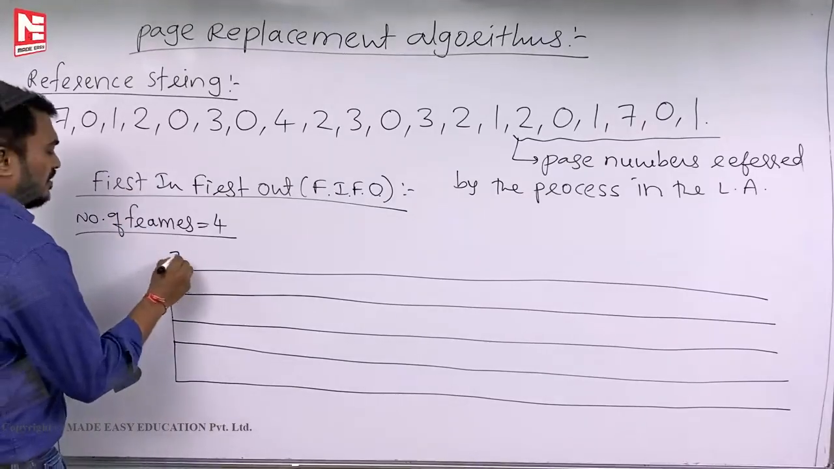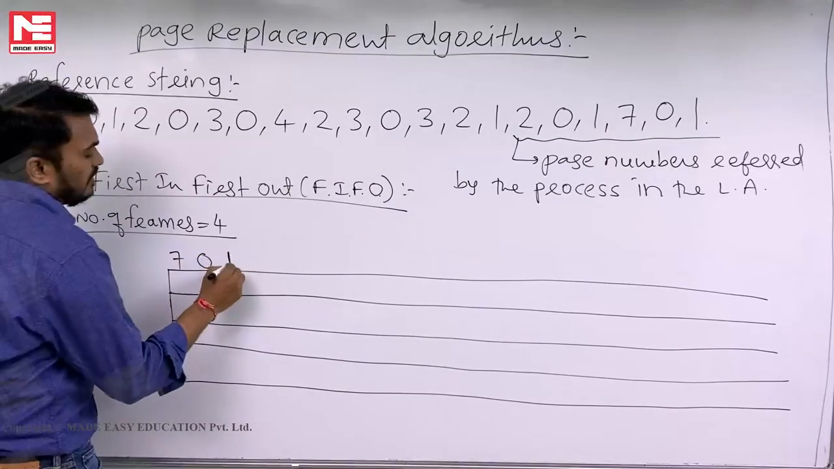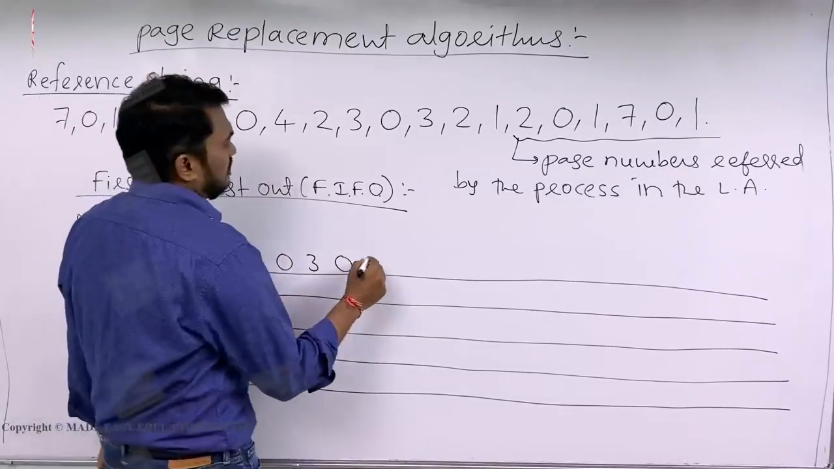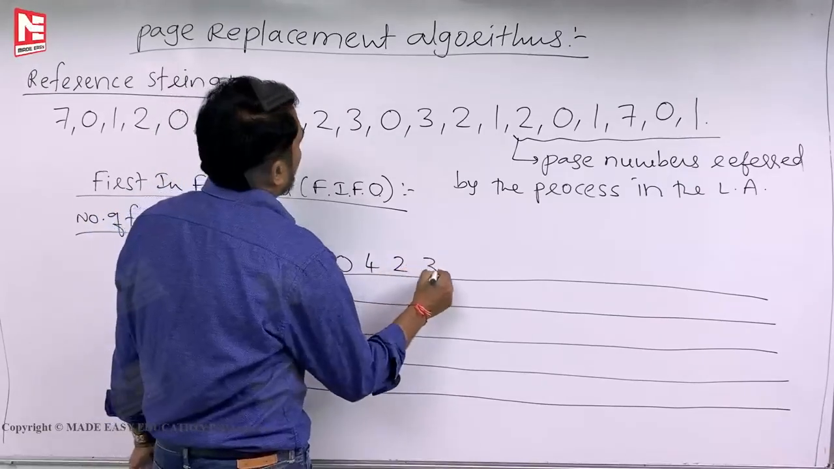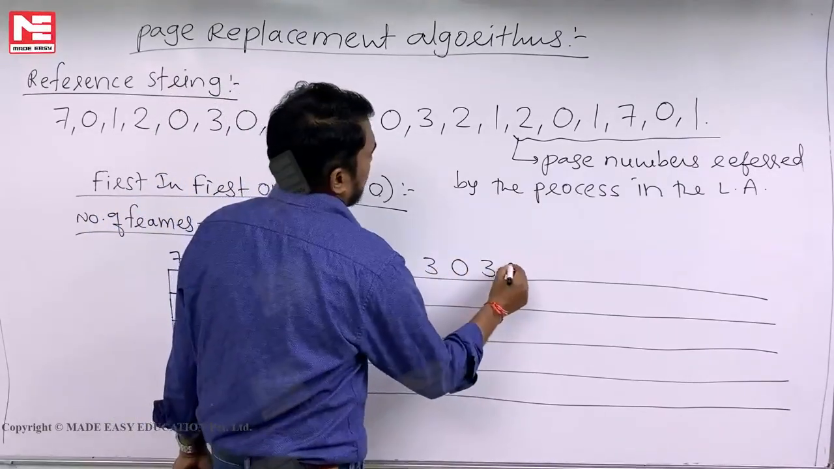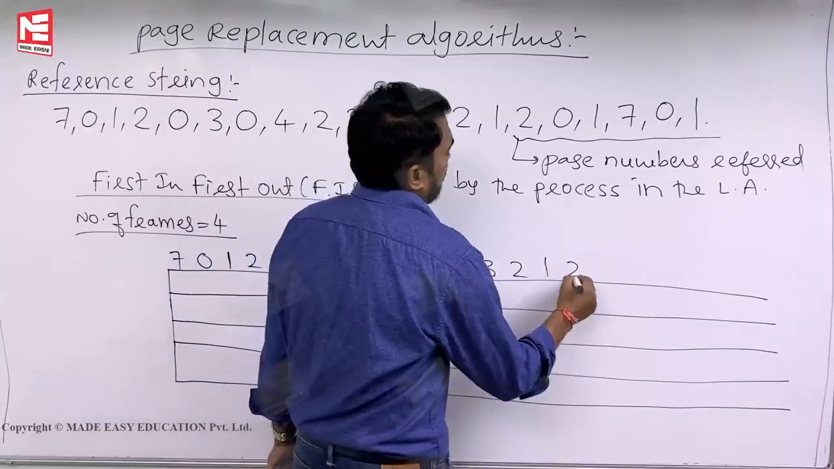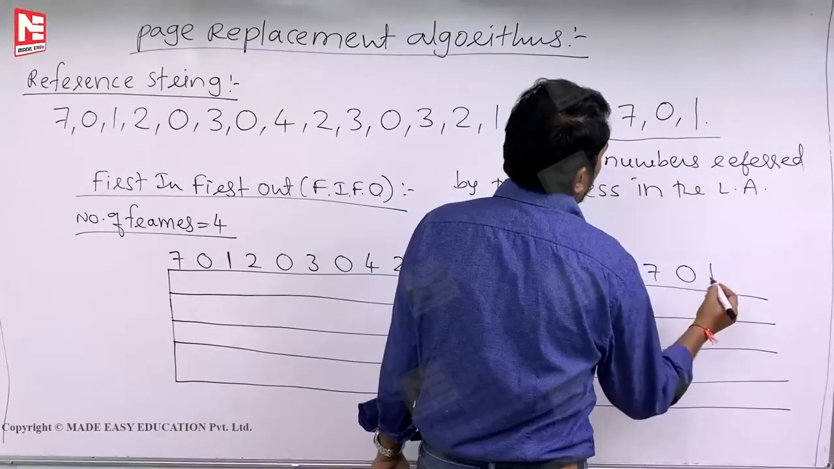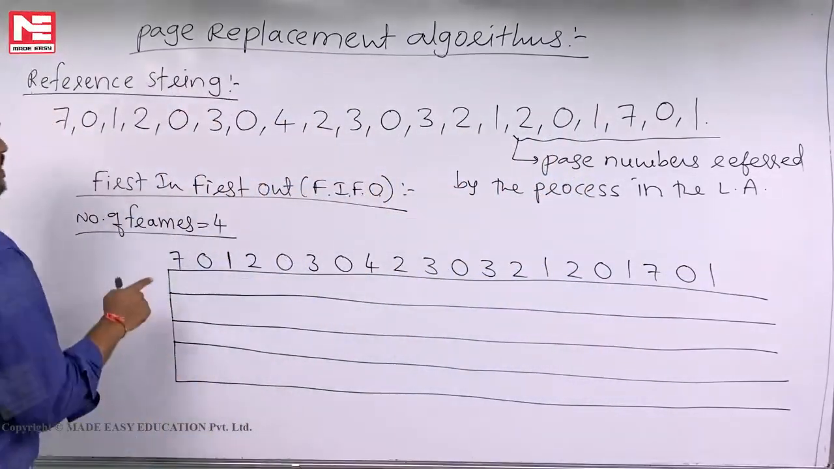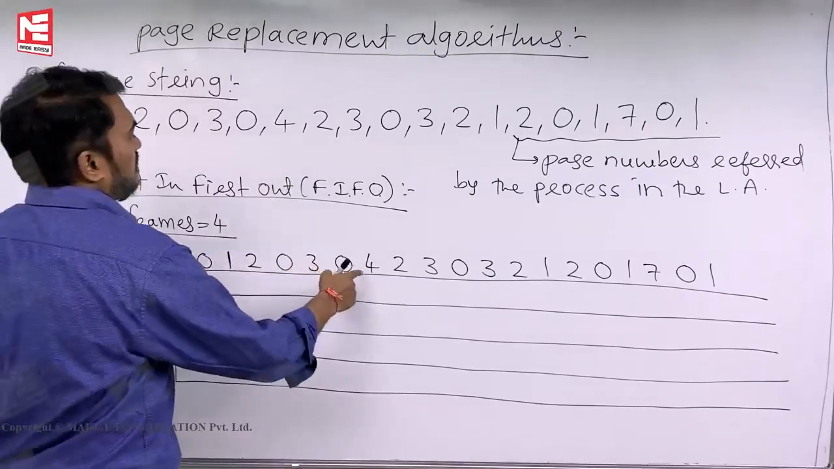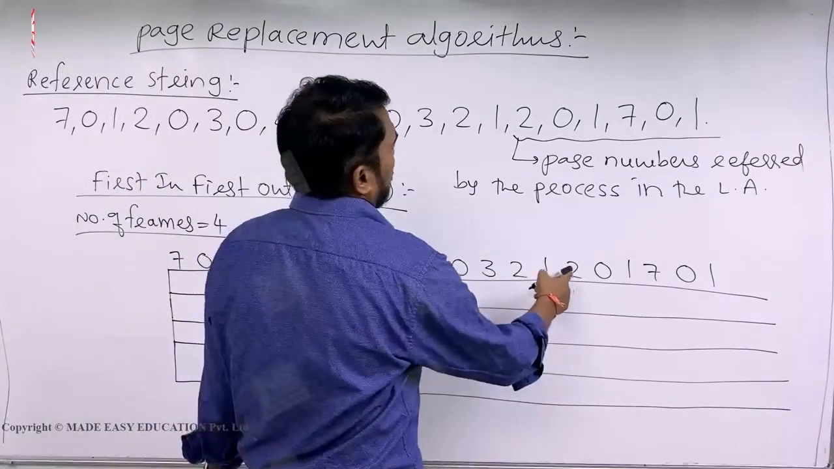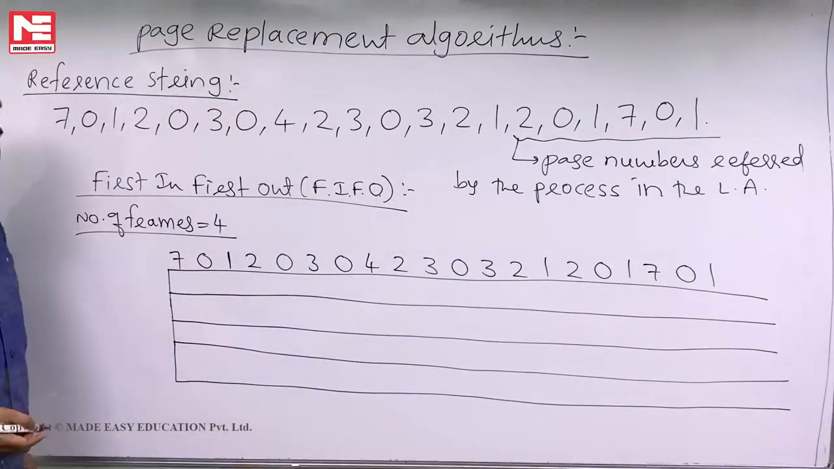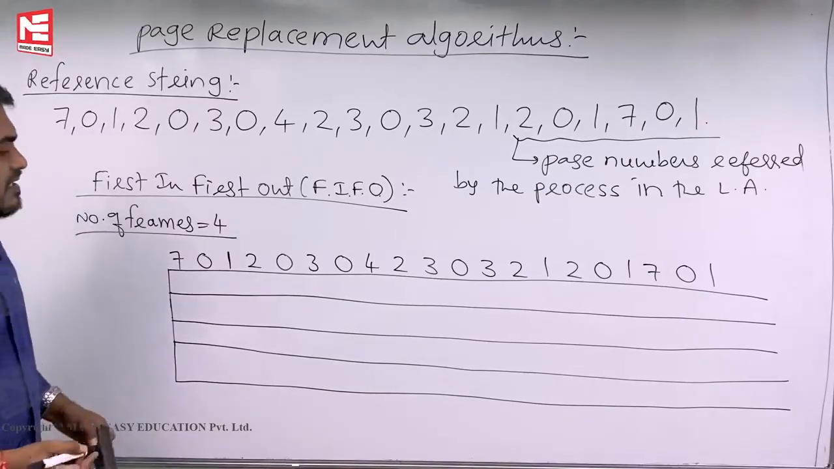So, okay, I write, just copy that: 7, 0, 1, 2, 0, 3, 0, 4, 2, 3, 0, 3, 2, 1, 2, 0, 1, 7, 0, 1. Okay, understand here. So I copied the same thing, please copy this. आप लोग पास करके भी कॉपी कर सकते हैं.